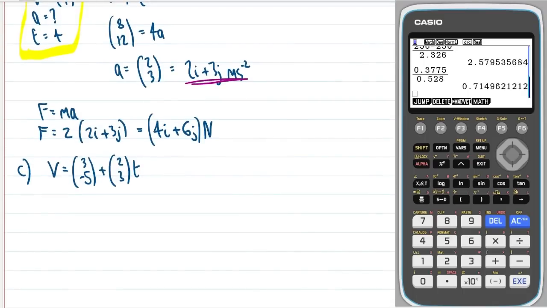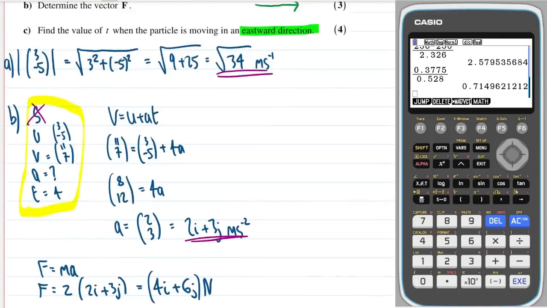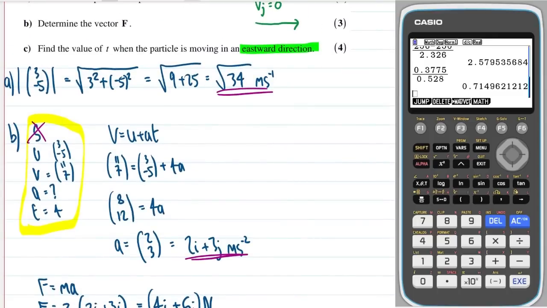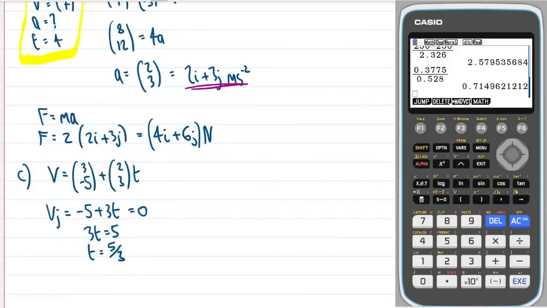So I'm interested in the j component. So velocity in the j component is minus 5 plus 3t. And I want to find out when that equals 0. So 3t is equal to 5. So this happens when t is equal to 5 over 3. And that's it. That answers the question because we were looking for the time when that happens. Perfect.